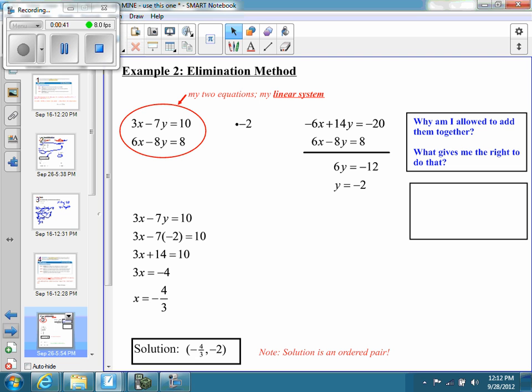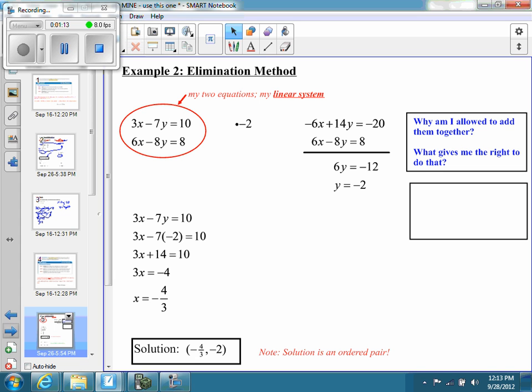What I want to have happen is I want to be able to eliminate one of the variables, hence the name elimination method. So if I multiply my top equation here by -2, means I'm multiplying the left side by -2 and the right side by -2. I'm going to get the equation -6x plus 14y equals -20. Can everybody see that?